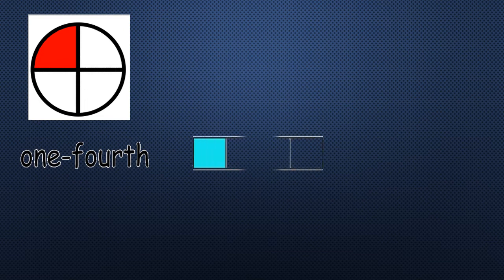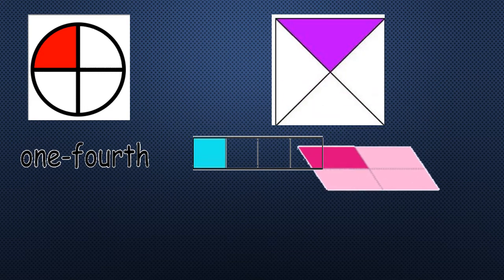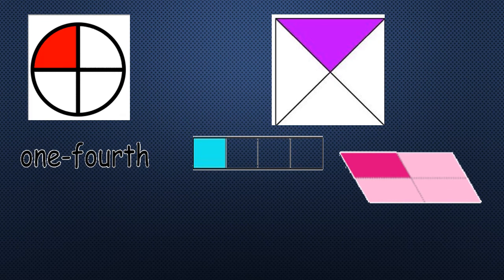Very good. This one, is it a fourth? Yes, because we color only one part from the 4 parts. And this one also is a fourth. And this one also is a fourth because we colored only one part from the 4 parts. So now can anyone guess how we can write the fourth?